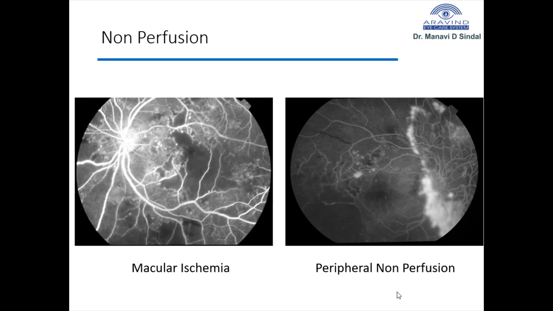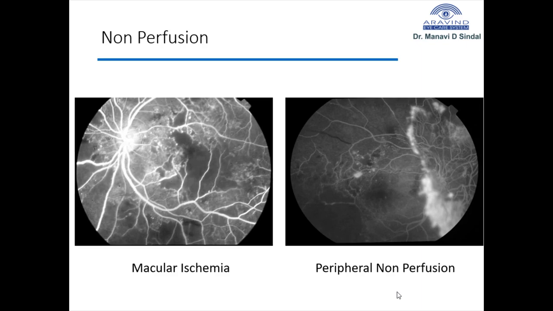A few images again here. This is the macula of the eye, and you can see this whole dark area indicates there's no perfusion here. So this is called macular ischemia, which means this patient will not only have very poor vision, but will also respond very poorly to treatment, both in the form of reduction of thickness in our scans, and also in terms of any gain in vision.